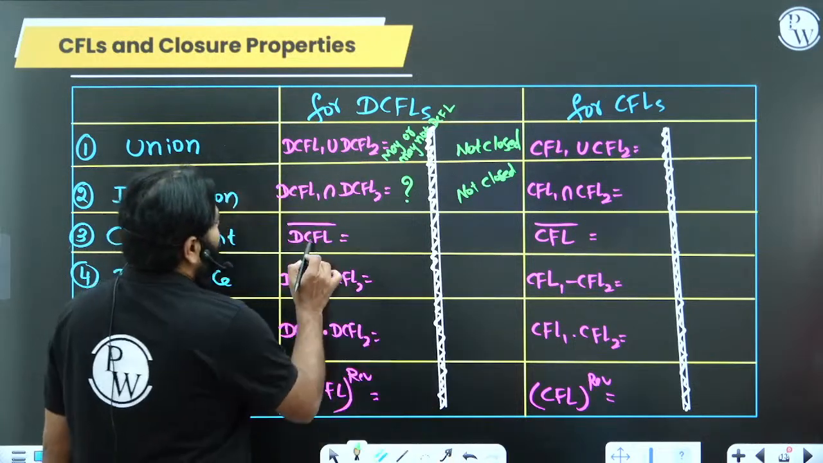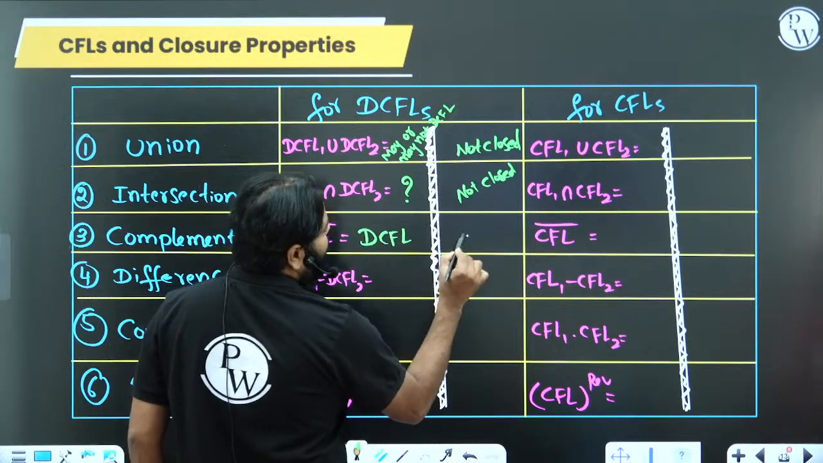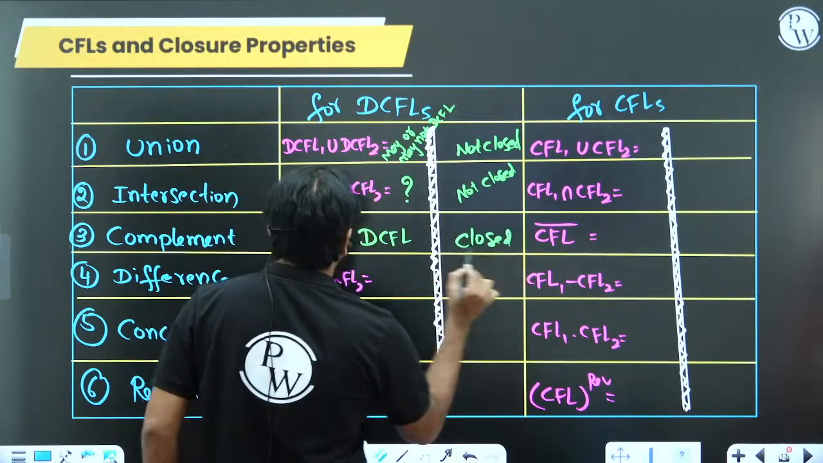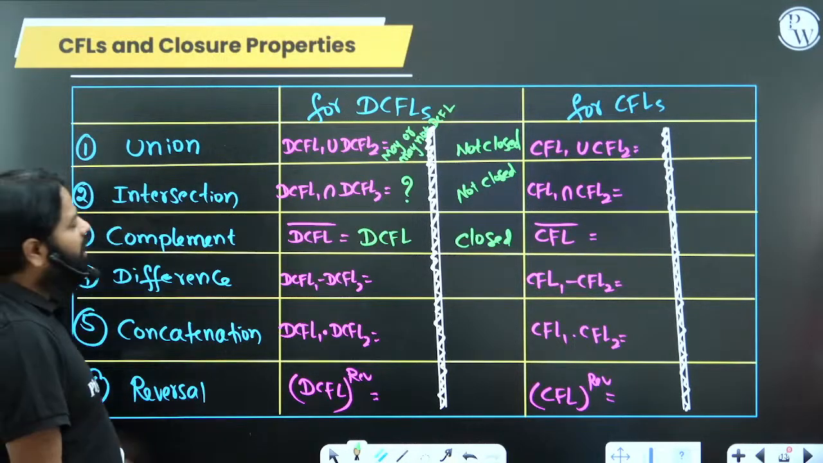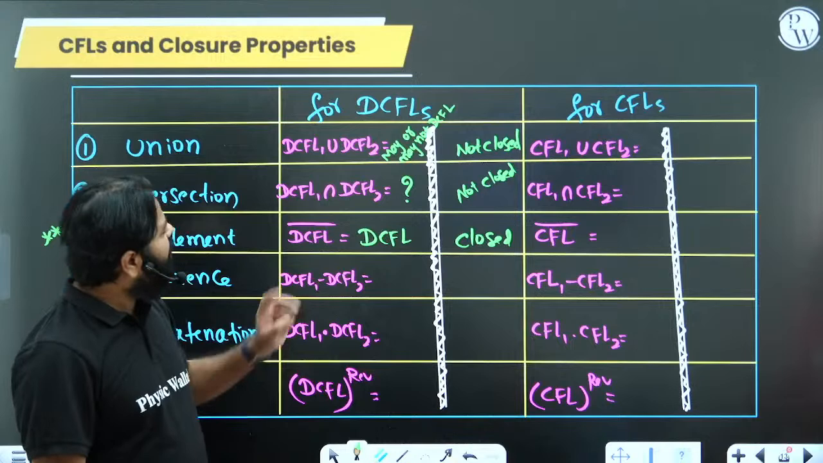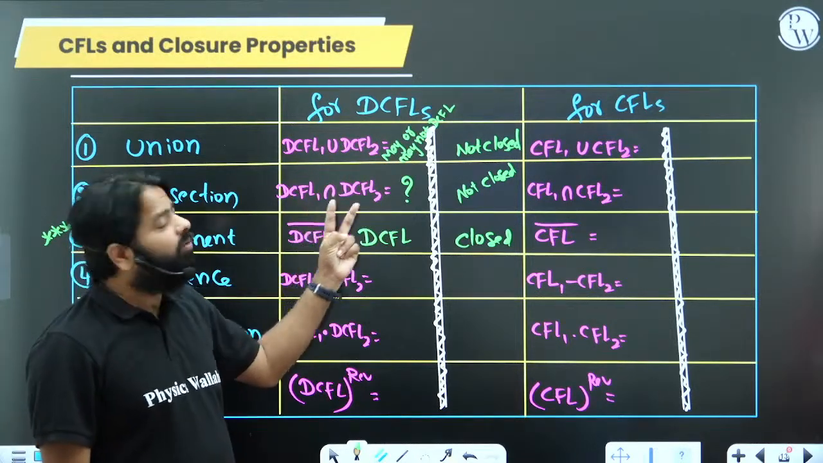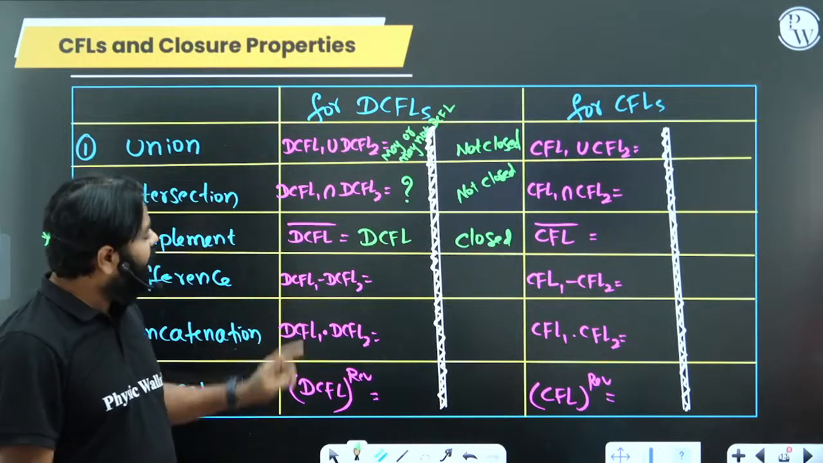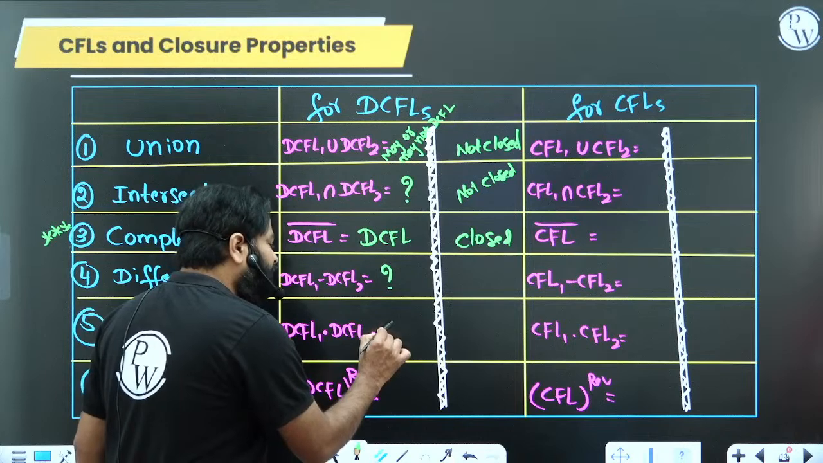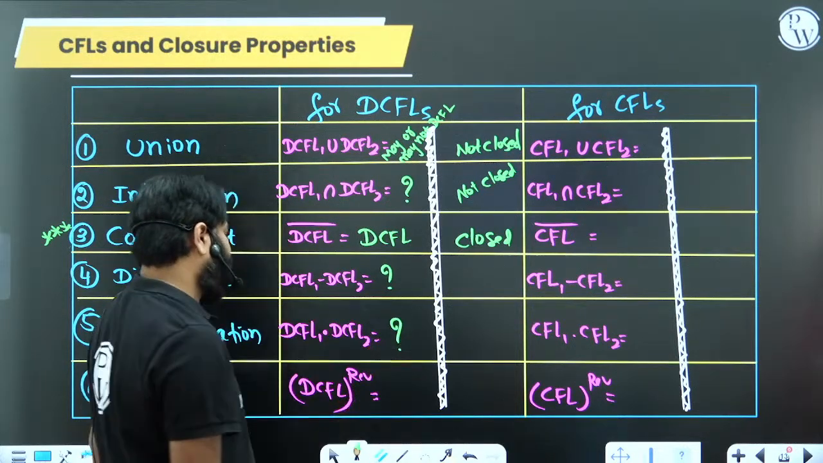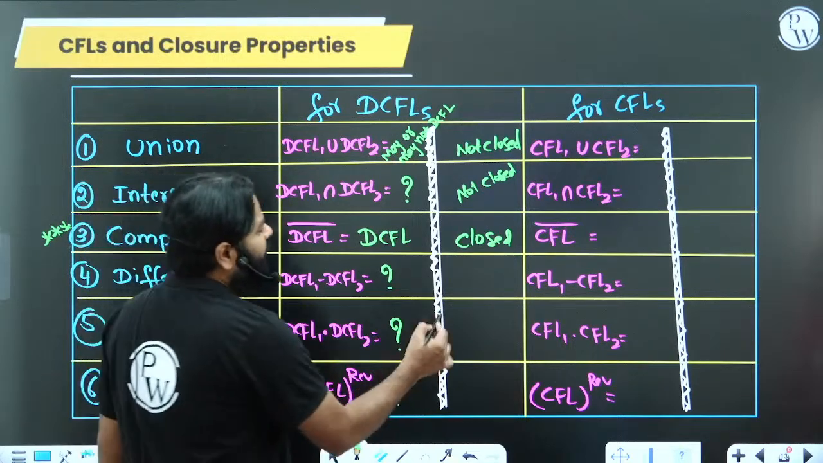Now DCFL complement is always DCFL. That's why it is closed. Keep this point very special for DCFLs: complement of a DCFL is always DCFL, but union of two DCFLs may or may not be DCFL. Intersection also may or may not be DCFL, and difference may or may not. Concatenation may or may not. Reversal may or may not. So that's why all the remaining ones are not closed.